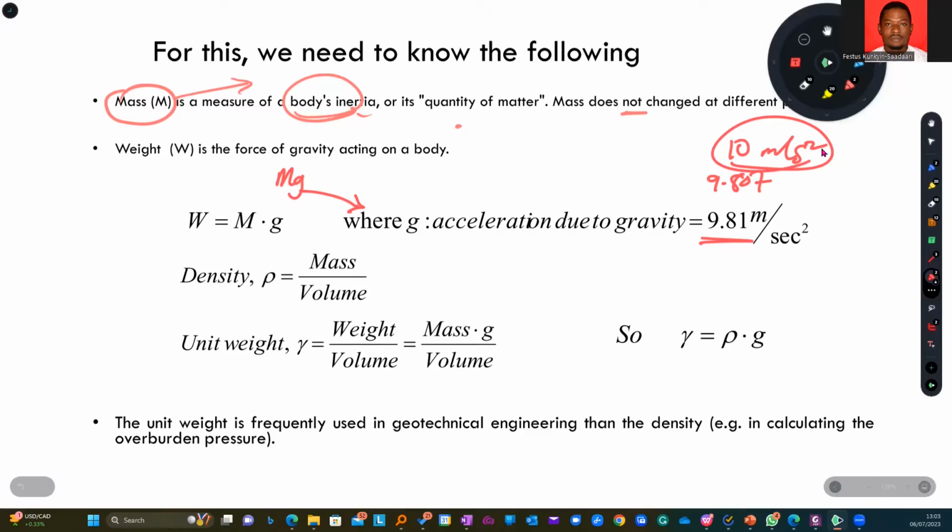Then we know density, being you trying to find how dense your given sample is. So you need to know the mass, which is the body's inertia or the quantity of matter, with respect to the volume it is able to occupy. And that will give me what we term the density of the given sample.